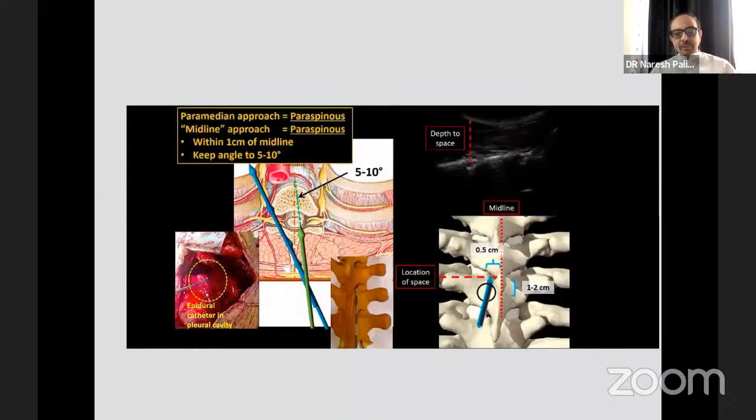This I already told you, this is the approach. When you think that you are in the midline, often the needle slips to one side and you go via the paraspinous approach. Minimum angulation is the key in this, just 5 to 10 degrees of medial angulation.